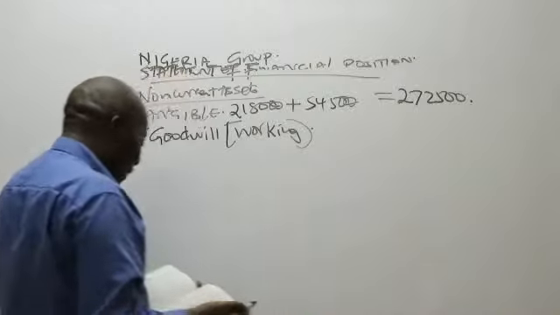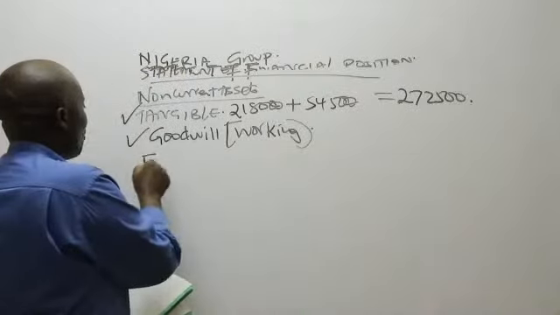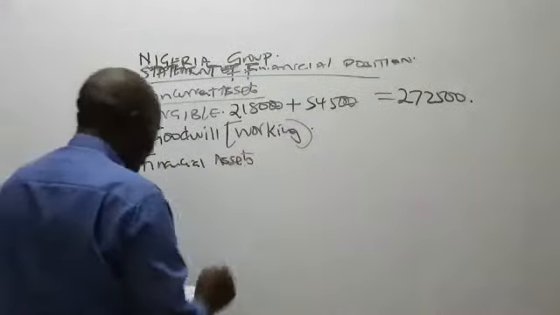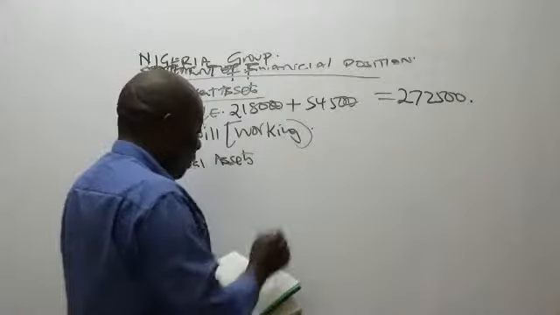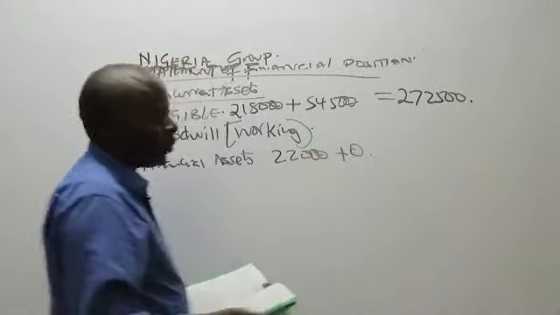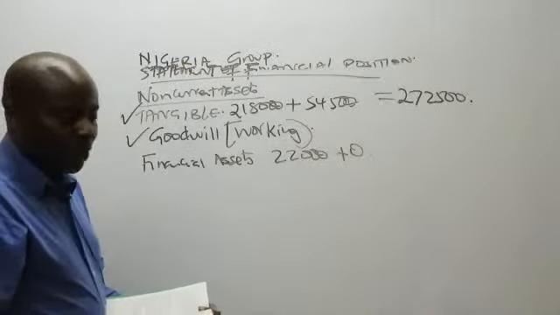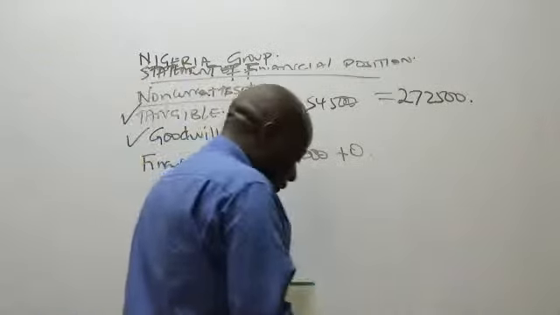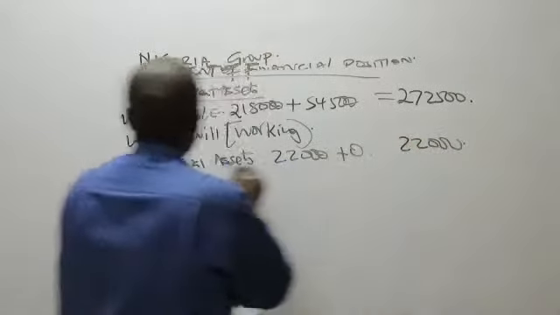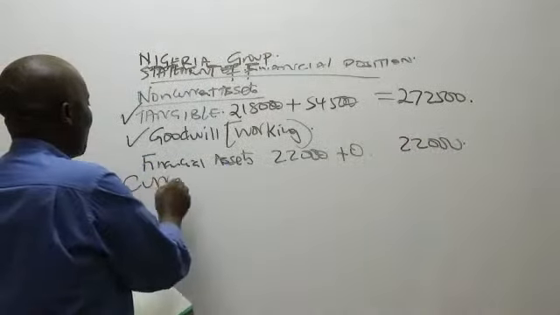From there, we have financial assets. Financial assets, I'll take the one of the parent, which is 22,000, plus the one of the subsidiary, which is 0, nothing really. So this is a free mark, and the figure is 22,000.